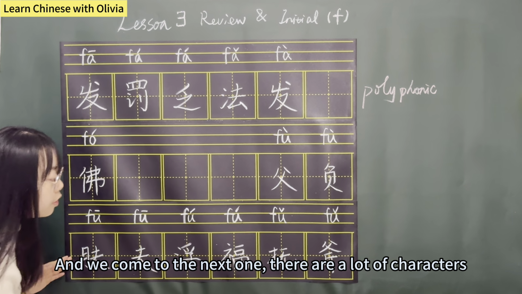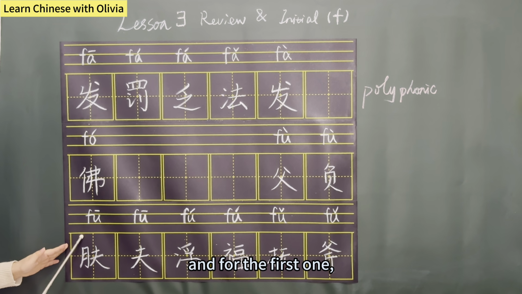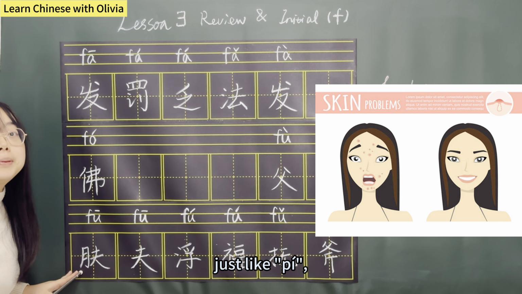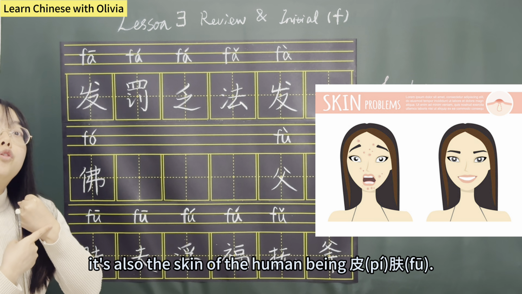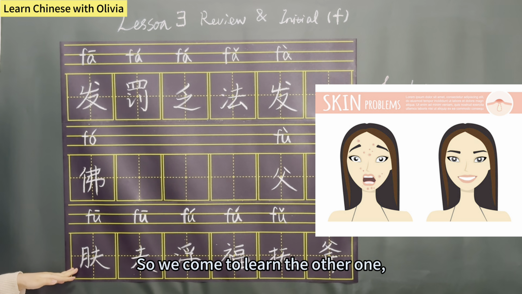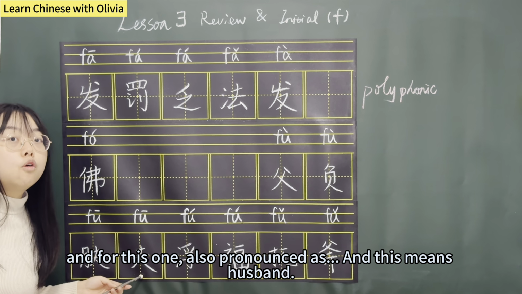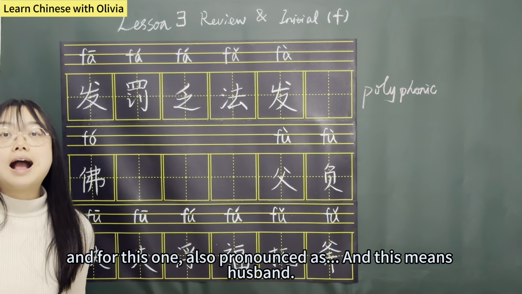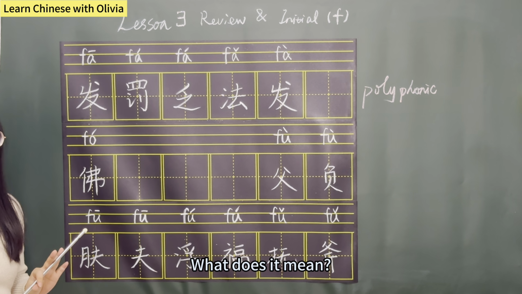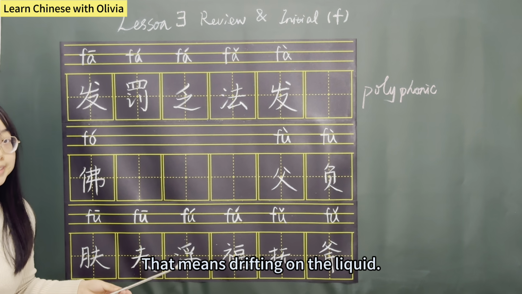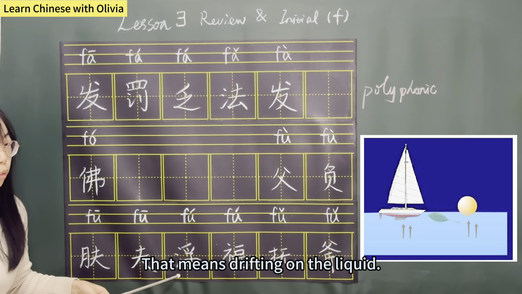There are a lot of characters which pronounced as fu, right? And for the first one, fu, just like 皮, it's also the skin of the human being. 皮肤. So we can learn this one. 肤. And for the next one, also pronounced as 夫, and this is a husband. And for the next one, 浮. 浮, what does it mean? That means drifty on the liquid. 浮.